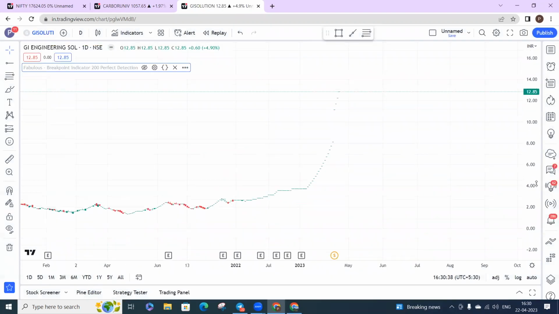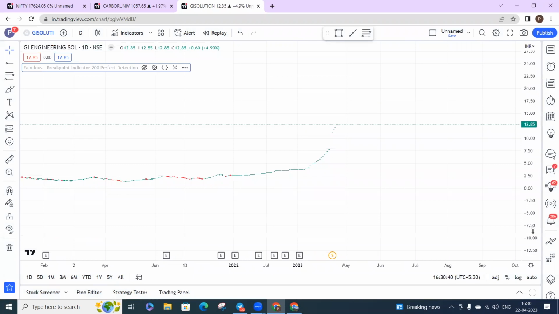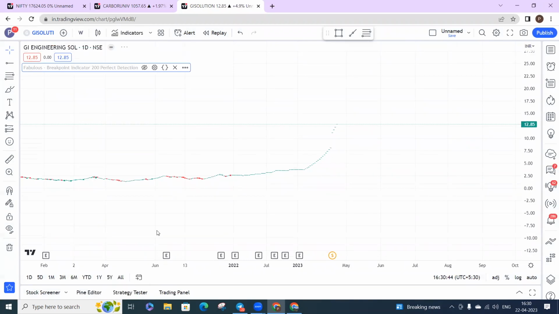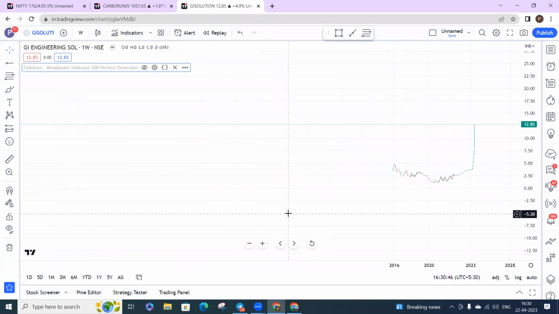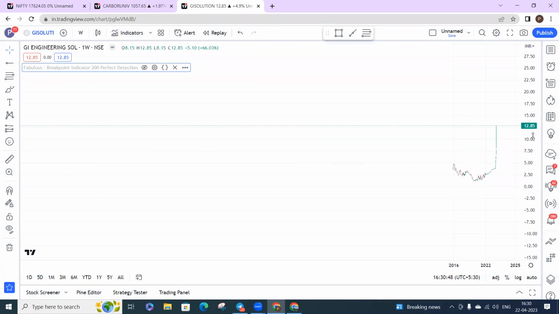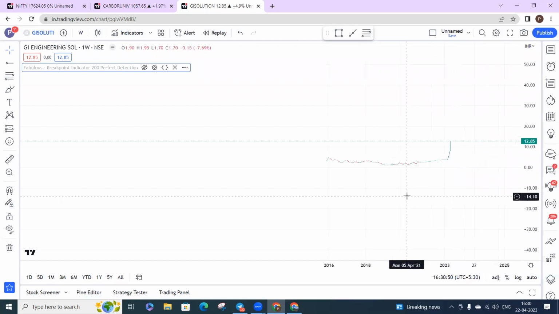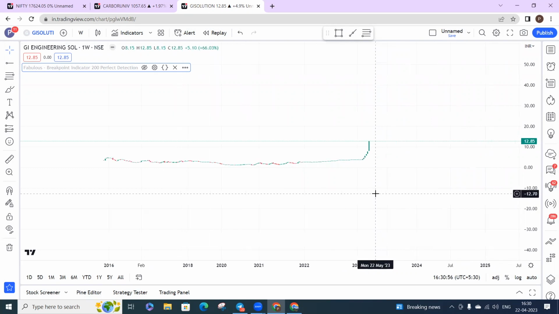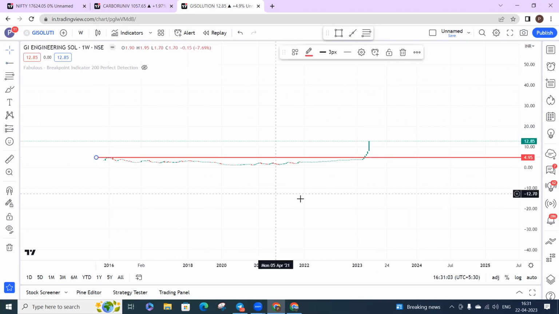Okay. So it's around 12 rupees 85 paise. Okay. We'll go on a weekly. So can we buy the stock? No. Why? This is an operator driven stock. Or is it? Yeah, it looks so. Okay, let it be. This is a breakout level, 4 rupees 95 paisa.